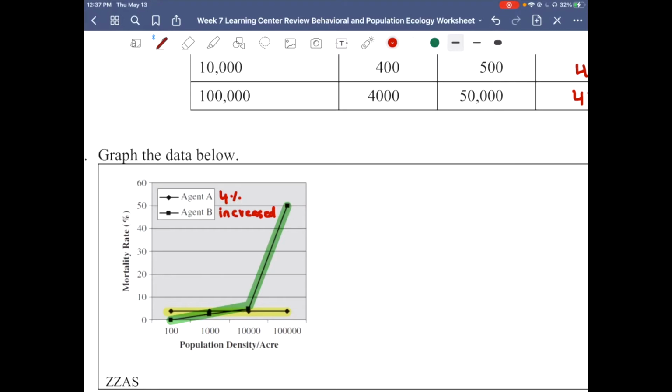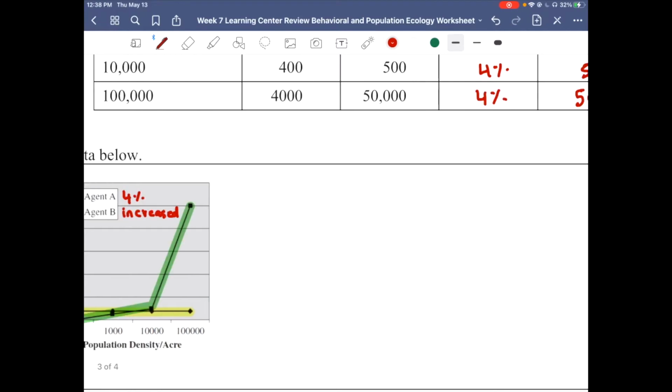Comment says A, and that is right, because here we see no matter what happens to the population density, whether it's 100 or 100,000, it just stays at 4%, which means it doesn't really care about how big the population density is. So we say that it's acting in an independent manner, whereas B, we see that it depends on the density. So at 100 it's 0, but then at 100,000 it's at 50%. So it does care about how dense a population is.